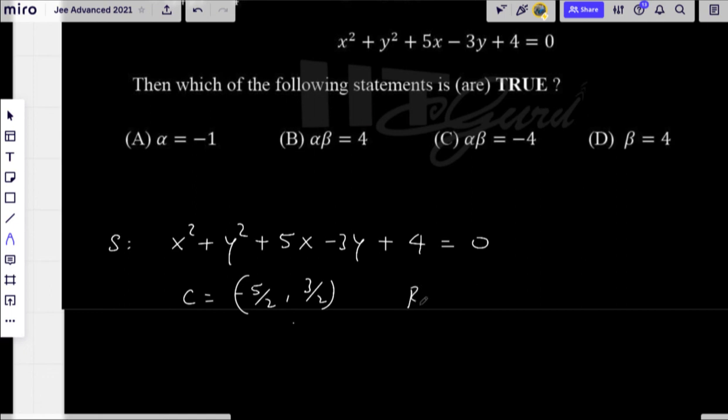And what about the radius of the circle? The radius is under root of g square plus f square minus c. So that is 25 by 4, fine, plus 3 by 2 whole square, that is 9 by 4.